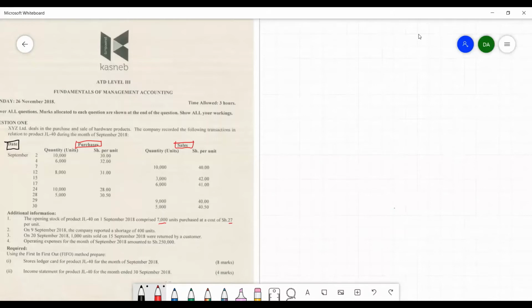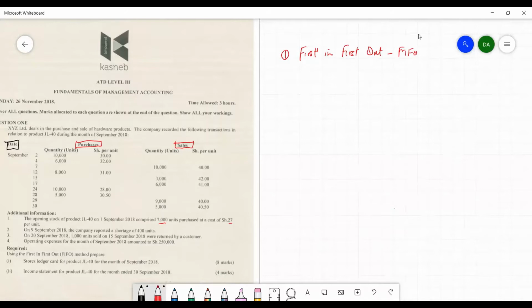To answer such a question, you are required to understand how to prepare the stores ledger card. As illustrated before, the stores ledger card can be prepared using a number of methods. The most commonly used methods are first in, first out, and this is known as the FIFO method.